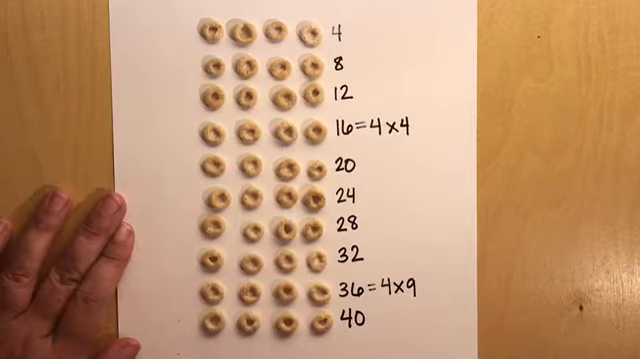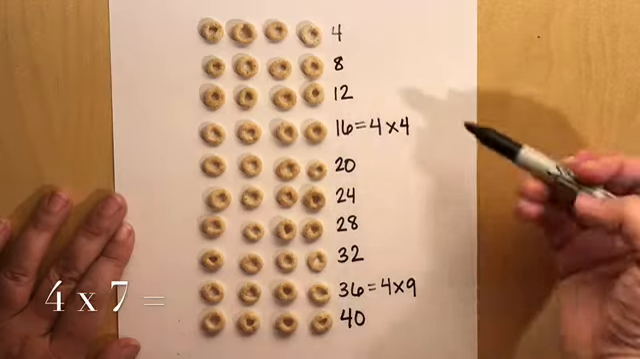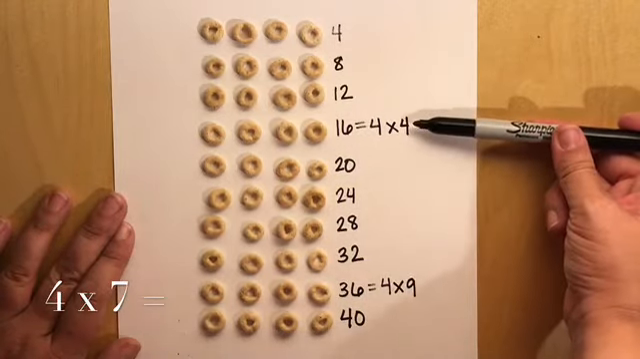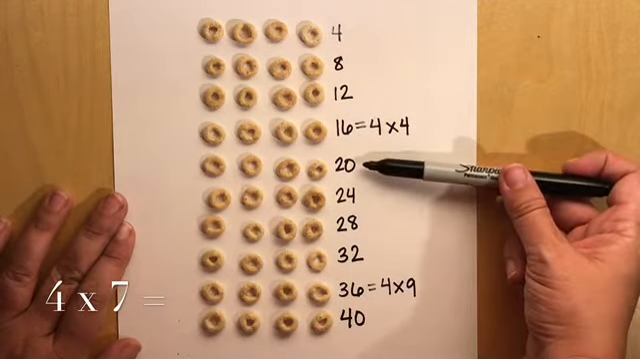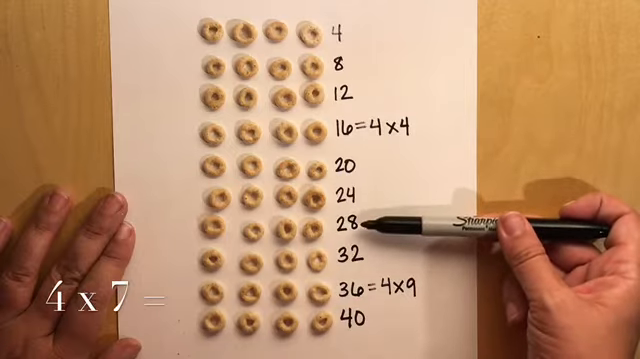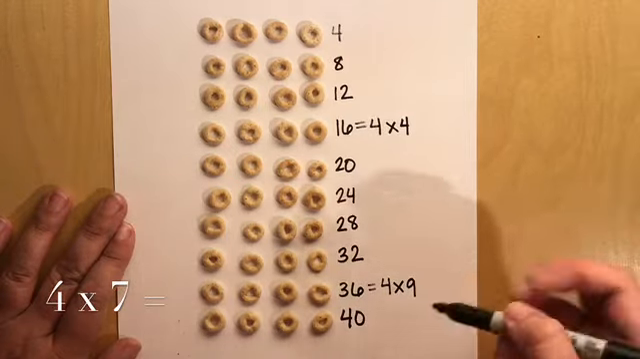What about 4 times 7? Point to that on the screen. Did any of you figure out a shortcut, that if you already knew that this was 4 times 4, you could think 4 times 5, 4 times 6, 4 times 7? You should have landed at 28.